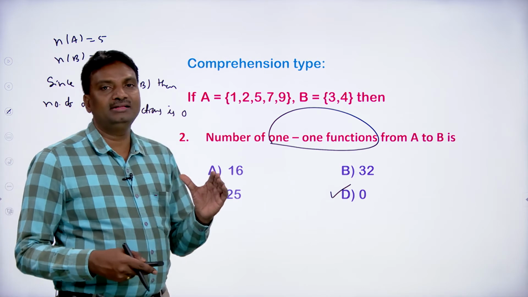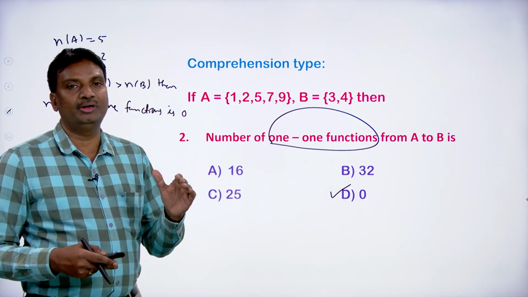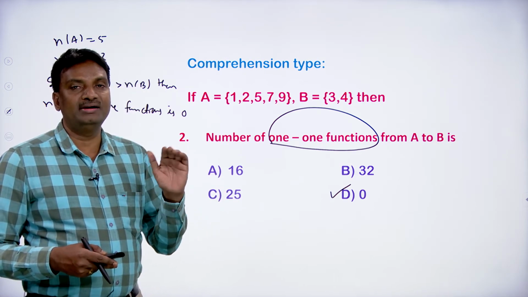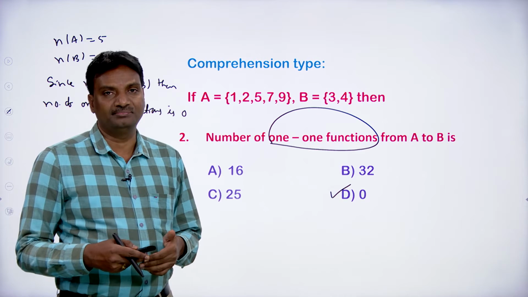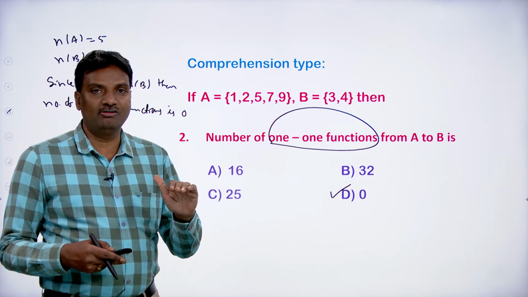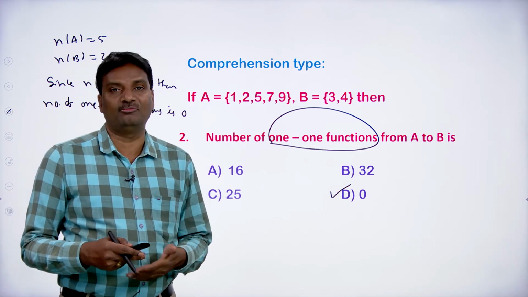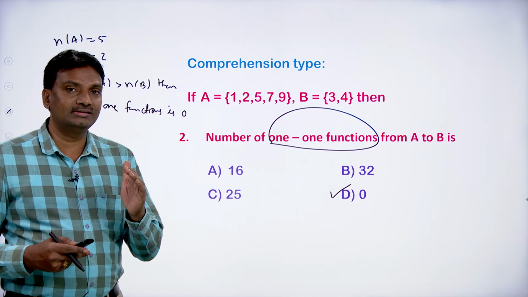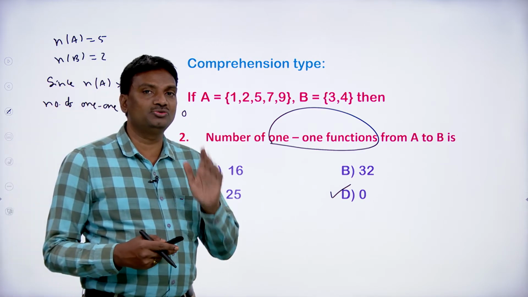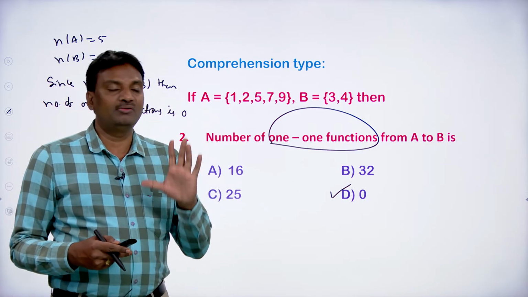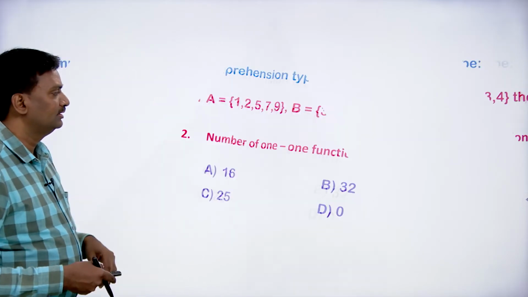So before finding the number of one-one functions from A to B, we have to check the number of elements in A and the number of elements in B. n(A) may be greater than n(B), equal to n(B), or less than n(B). If n(A) is greater than n(B), then we can say there is no one-one function. So the number of one-one functions is 0. Next problem.